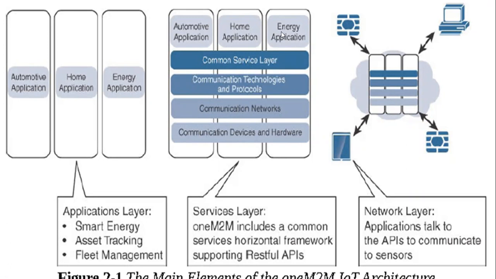These are the three different layers. This is the application layer, this is the service layer, and this is the network layer. We'll begin with this network layer. What is this network layer? Applications talk to the APIs to communicate to sensors. These are the end devices, as we call them. This is the connectivity we are having. You can observe the horizontal lines, those are the services we are available with, and the vertical ones are the applications.